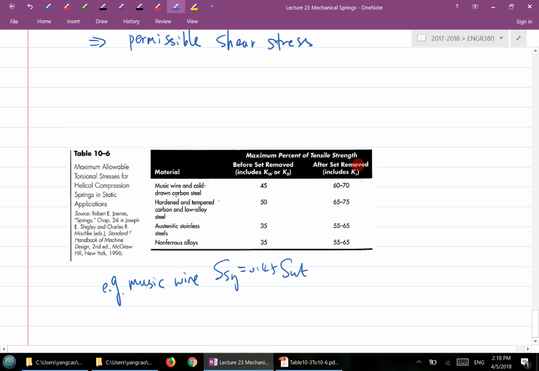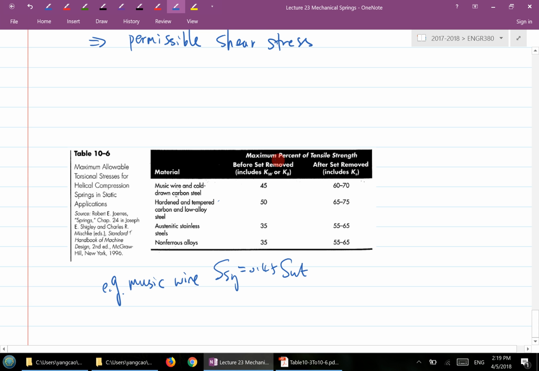From the manufacturer's point of view, you actually don't want that to happen. There is one way to prevent that, which is called the process of set removal. When you manufacture a spring, if the user asks for a spring with, let's say, 20 centimeters free length, you can manufacture the spring a little bit longer than 20 centimeters, and then you completely press the spring by applying a certain force. When you press for a while and then let it go, the spring will basically stay at 20 centimeters. That's called the set removal process. Essentially, it causes some compressive residual stress inside the spring. That's what the after set removal column is.